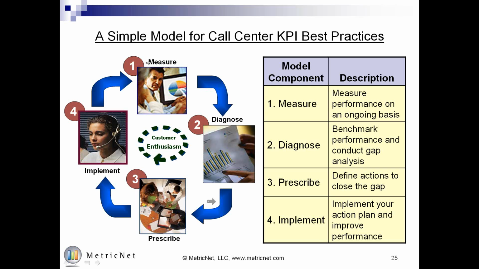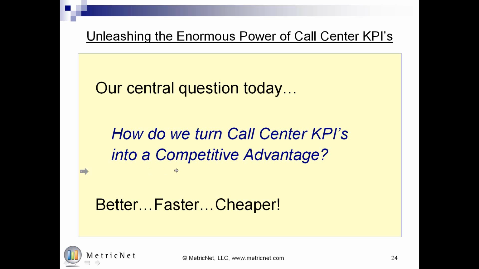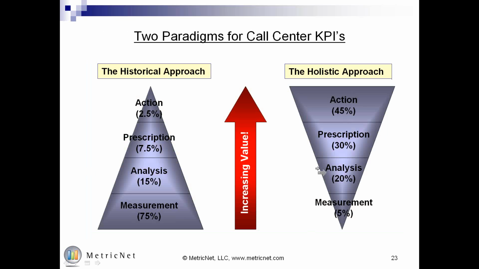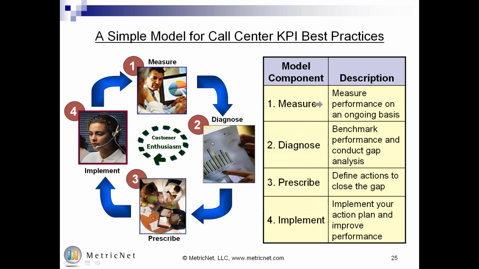So our model includes four components, starting with measurement, going to diagnosis, prescription, and then implementation. It corresponds to the four elements here: measurement, analysis, prescription, and action planning. All arrayed around the central objective, not of customer satisfaction. That's a non-starter. That's a waste of time. What you're after is customer enthusiasm, because that's how you create loyalty, repeat business, positive word-of-mouth referrals, and greater market share. That's what we're after.